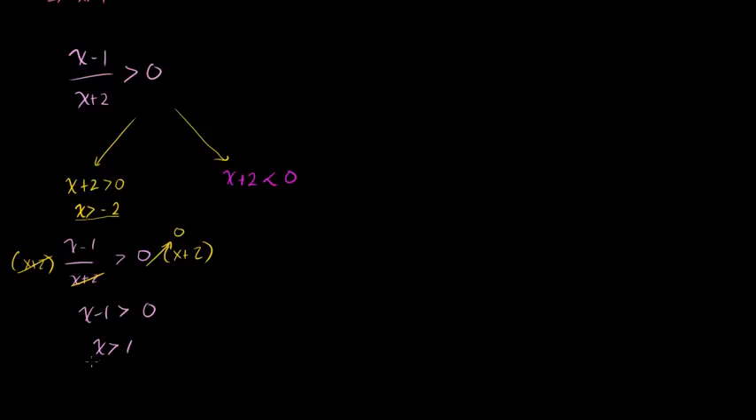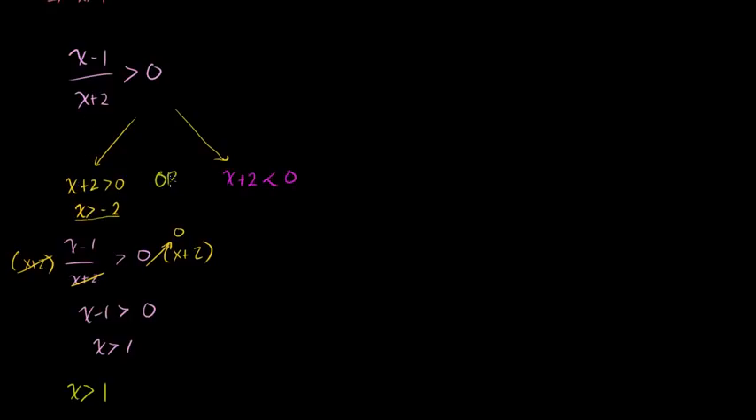Or you could go both ways in that. But we say, look, both of these things have to be true. For x to satisfy both of these, it just has to be greater than 1, because if it's greater than 1, it's definitely going to satisfy this constraint over here. So for this branch, we come up with the solution x is greater than 1. So this is one situation, where x plus 2 is greater than 0.